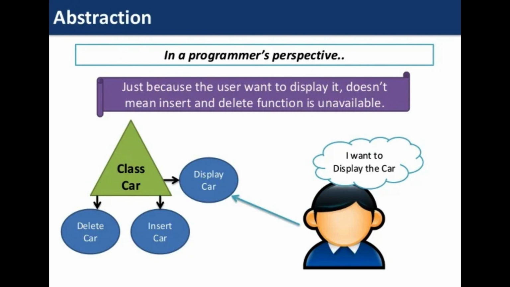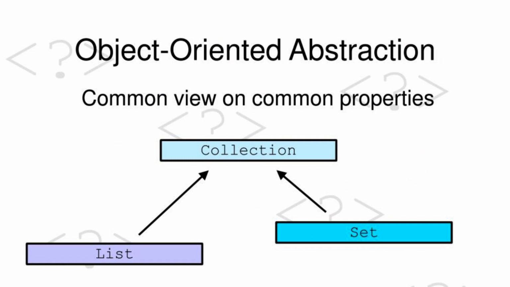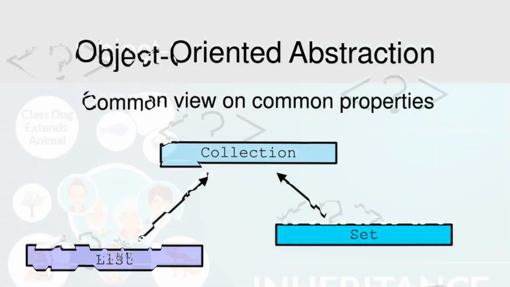Abstraction. Abstraction focuses on representing the essential features of an object while hiding the unnecessary details. It allows the creation of abstract classes and interfaces that define the common structure and behavior without providing implementation details.